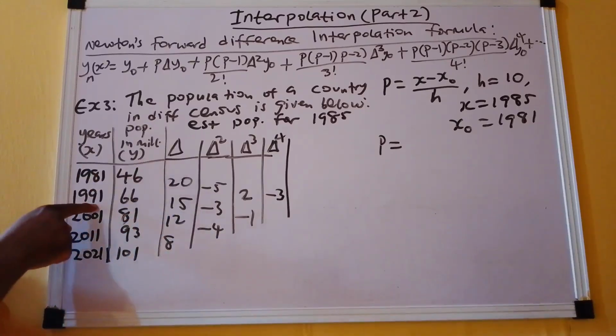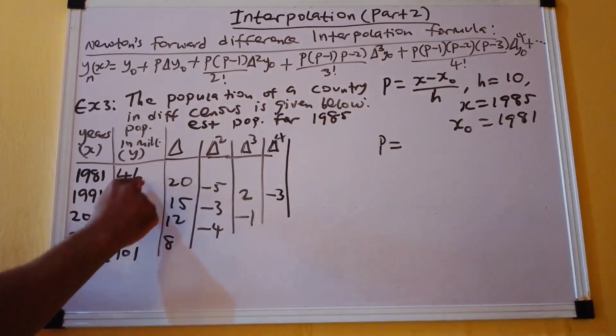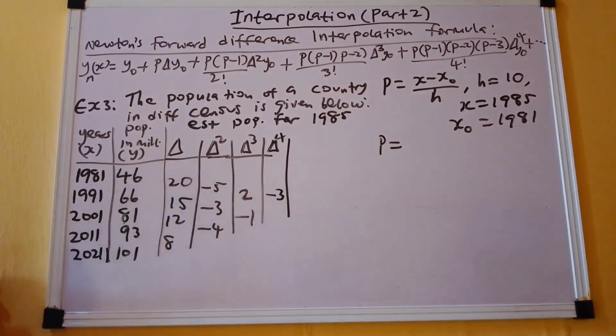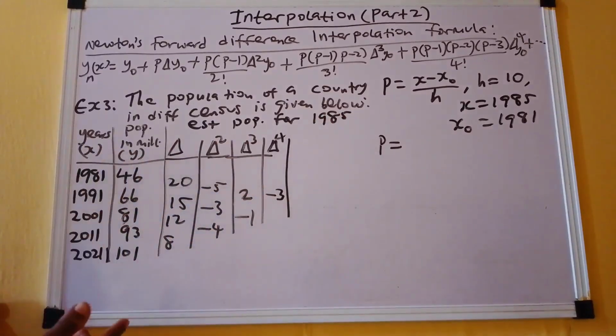But you can see that 1991 is above 1985. So it is not expected to be 66 million. The population for 1985 is not expected to be 66 million. It's supposed to be in between these two values, in between 46 million and 66 million. So the first thing we are going to do, now we have an idea of what the result will look like. If you calculate the population for 1985 and it's lesser than 46 million, something is wrong somewhere. But because you can see that the population is on a steady increase from 46 million to 66 million to 81 million to 93 million to 101 million.